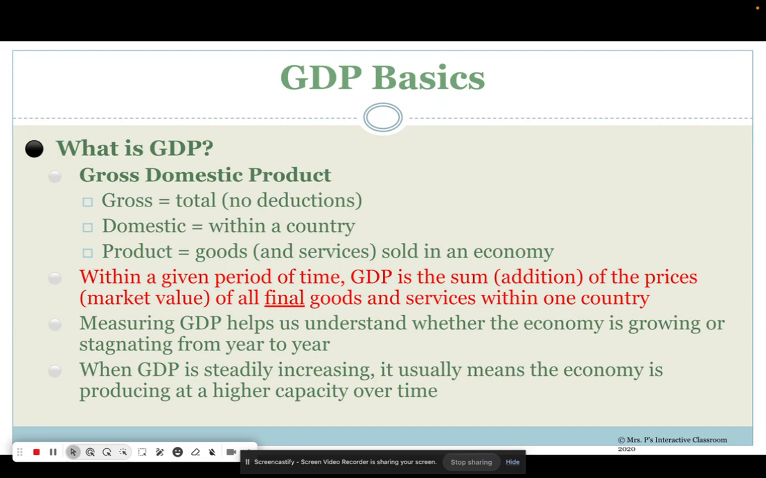When GDP is steadily increasing, it usually means the economy is producing at a higher capacity over time. This is mainly about production, so goods and services, in terms of what the country is able to import and export, mainly export. If you recall the last one, imports are a negative from your GDP, and we'll talk about that a little bit later. So measuring GDP helps us understand whether the economy is growing or stagnating from year to year. It gives us a decent gauge on the economy as a whole in terms of production.